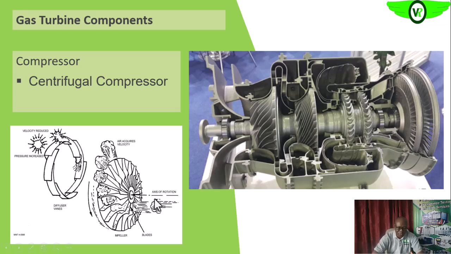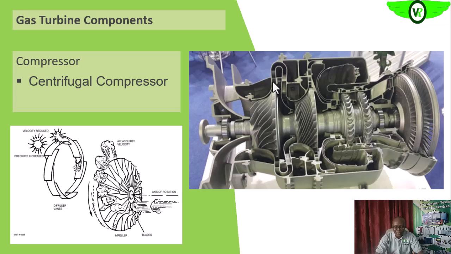It creates low pressure, sucks in air, then increases its velocity and directs it away from the center towards the circumference. Then as it's directed away, the velocity of the air molecule will have been increased at this stage. As you see on your screen, the velocity will have been increased. Then as this fast moving air molecule impinges on the wall of the casing of the compressor, that speed will momentarily be stopped, or reduced.